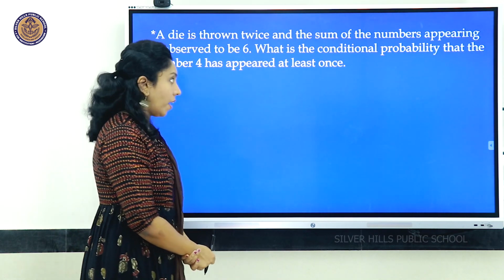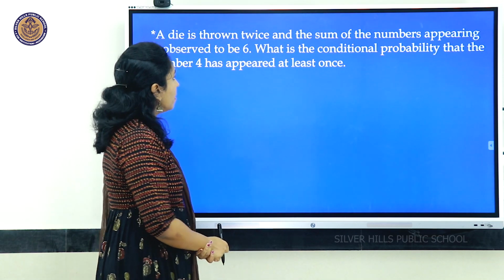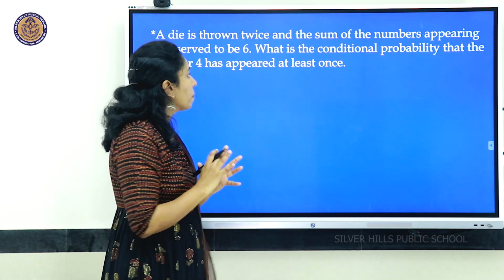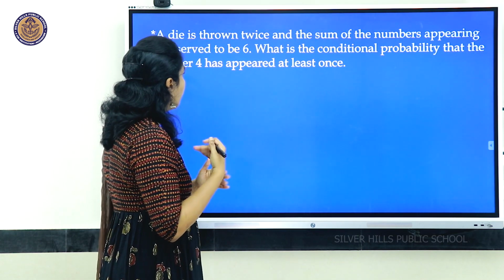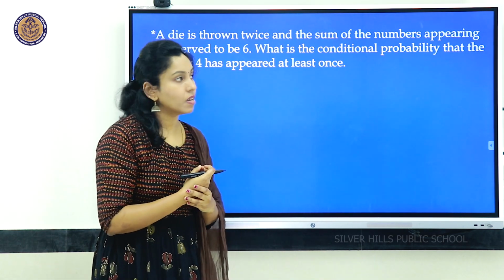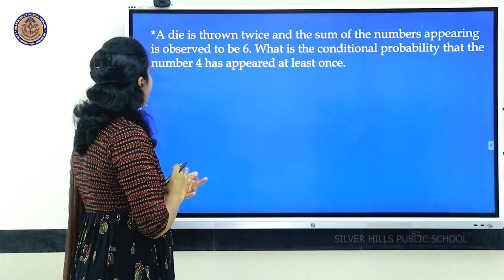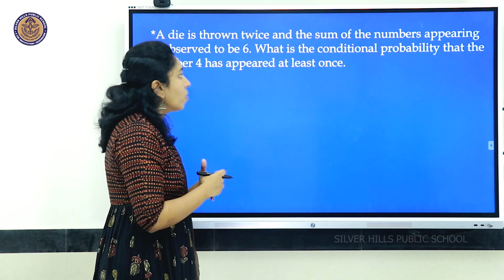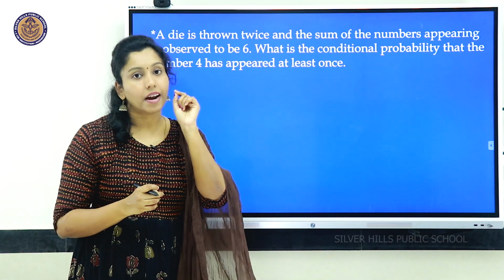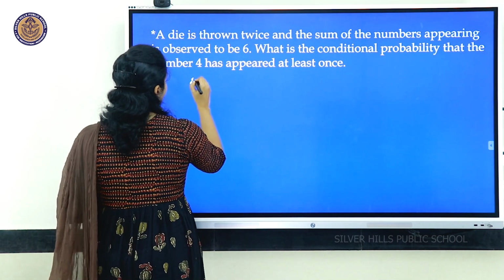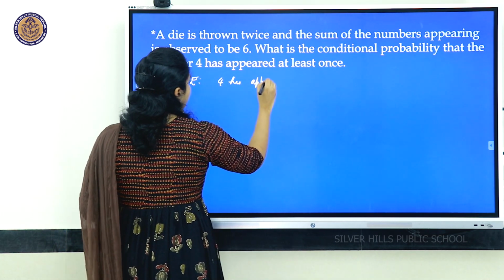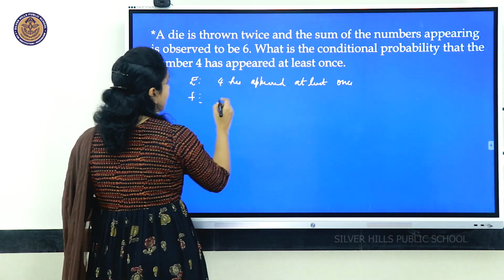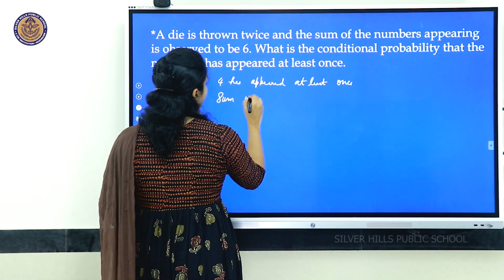Next one. A die is thrown twice and the sum of the numbers appearing is observed to be 6. 2 times we are throwing a die, and what are we observing? We observe that the sum of the numbers appearing is observed to be 6. What is a conditional probability that the number 4 has appeared at least once? So once again, what is given here? The sum of the number appearing is observed to be 6. So this is what we know. On the die, the sum of the number is 6. And we need to find what is a conditional probability that the number 4 has appeared at least once. So that is our event E. So we will write event E is 4 has appeared at least once. And the event F which we know is sum is 6. Sum of the numbers that comes on the die is 6.